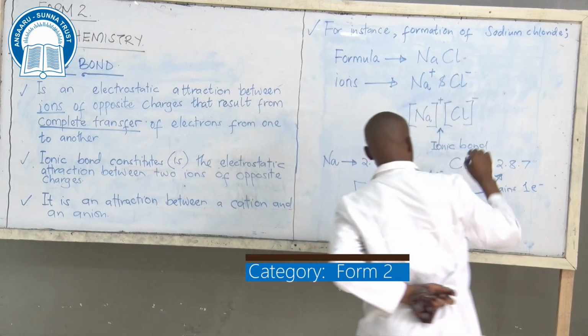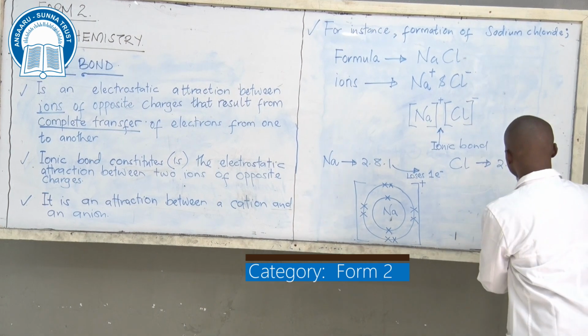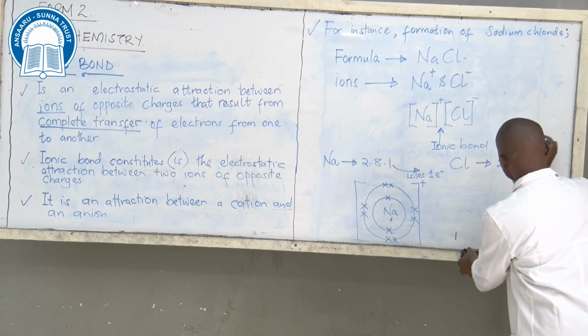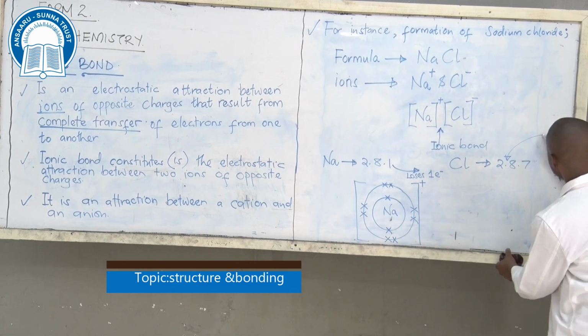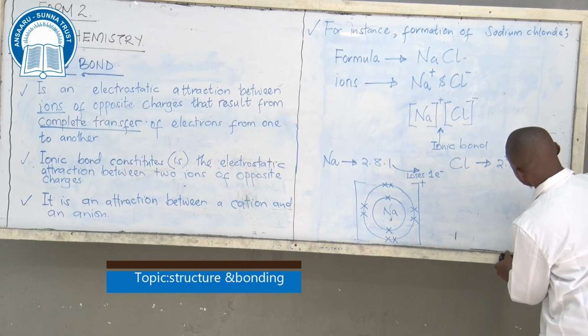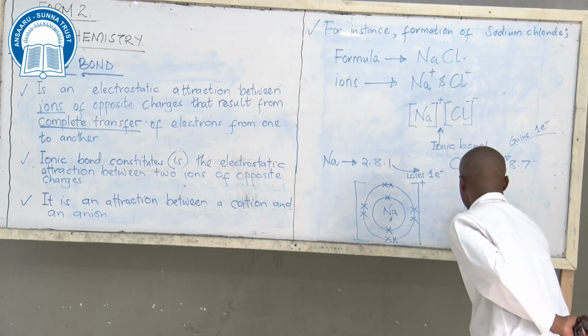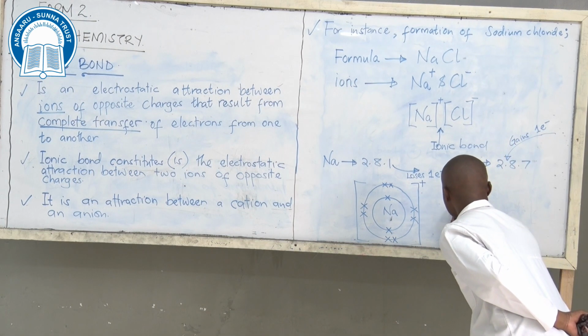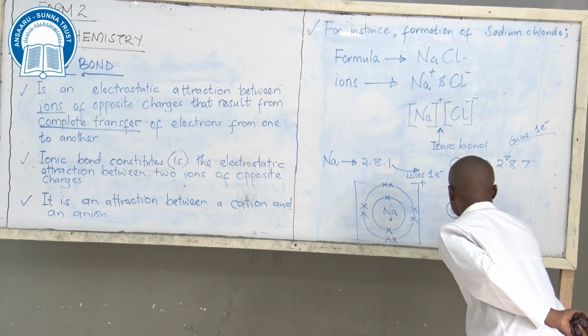On the other side, chlorine does what we call gains. And which electron is it gaining? The 1 that sodium is losing on the other side. So it gains 1 electron. And when chlorine gains, it now becomes negatively charged, and this is how it goes.